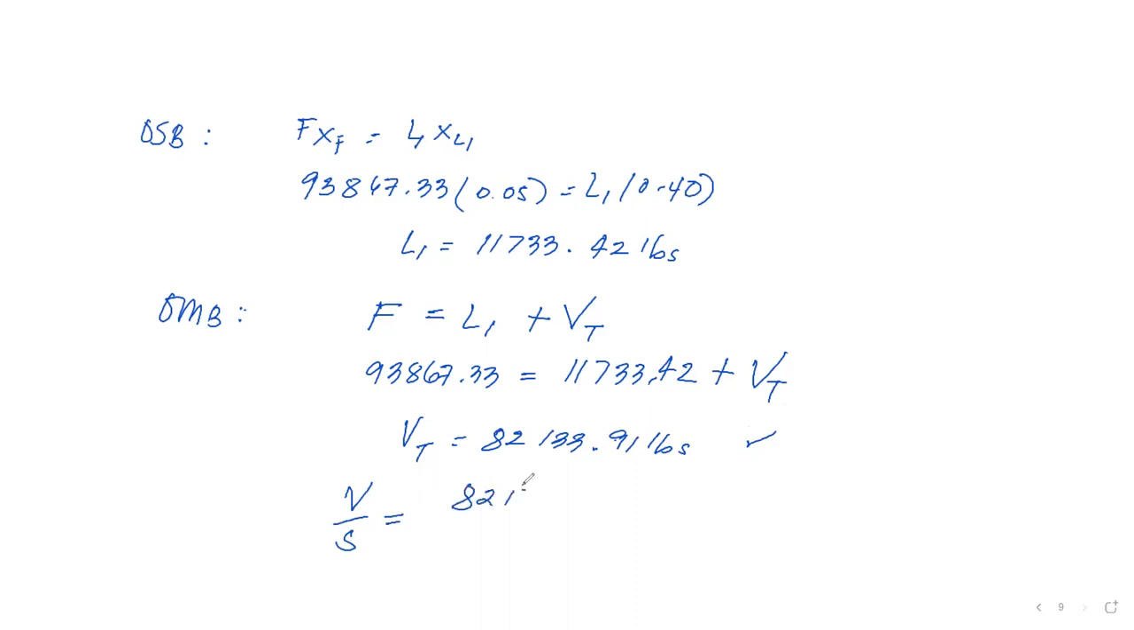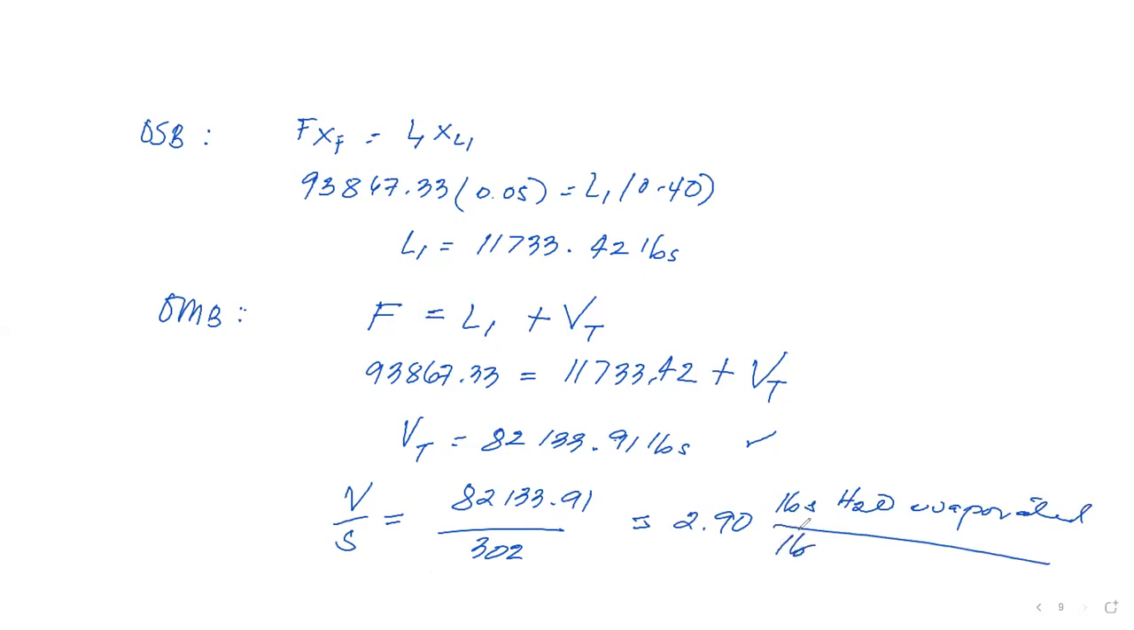Now, since you have already the actual, then you can determine the evaporator or steam economy. Your 82,133.91 divided by the steam, which is 302 pounds. Why not correct the steam? Because the steam that was used is not dependent on your assumption of the feed. So in this case, you divide, and this will give you 2.90 pounds water evaporated over pounds steam used.